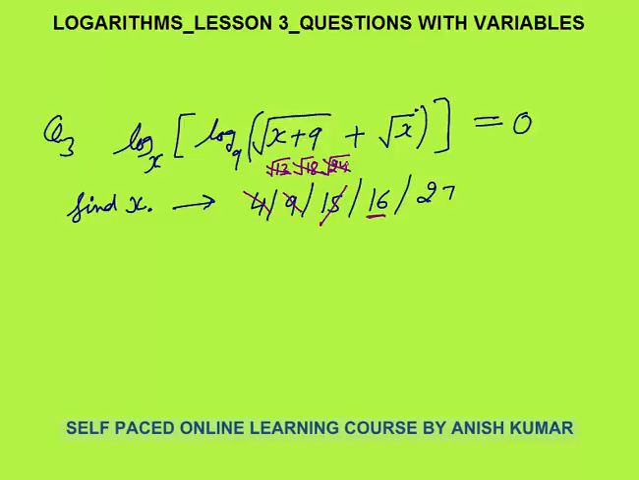16. Once I put 16, this becomes root 25, and this becomes root 16. Now you can see that both roots give me a positive number. This will give me 5, and this will give me plus 4. Root 16 is 4. So 5 plus 4 is 9. Now what will I be left with?